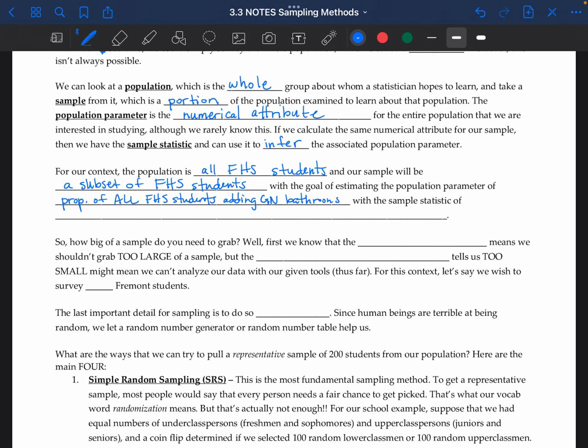All right. What we're going to do is grab a statistic, a sample right here, and from there we're going to look at this sample proportion. Remember, that's called p hat. There we go, p hat. Sample proportion who want more gender-neutral bathrooms.